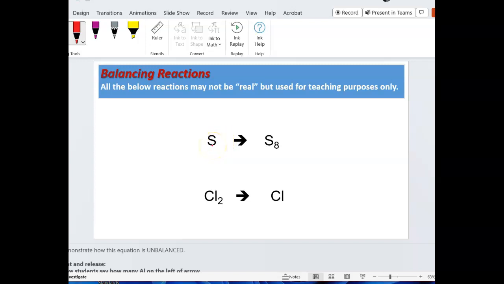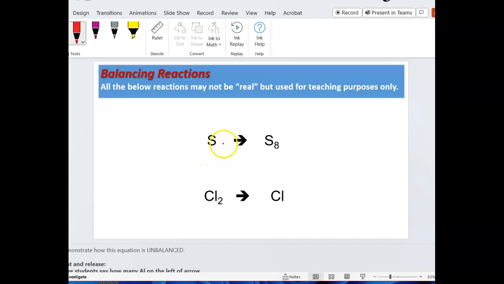I have 1 sulfur on one side. We don't write ones in chemistry, so there's just nothing there. We assume it to be 1. And on the right side, we have 8. And so the law of conservation of matter says that what goes into a reaction has to come out, the mass of the reactants equals the mass of the products. And so this can't happen. If 8 sulfurs come out, then 8 sulfurs have to go in.